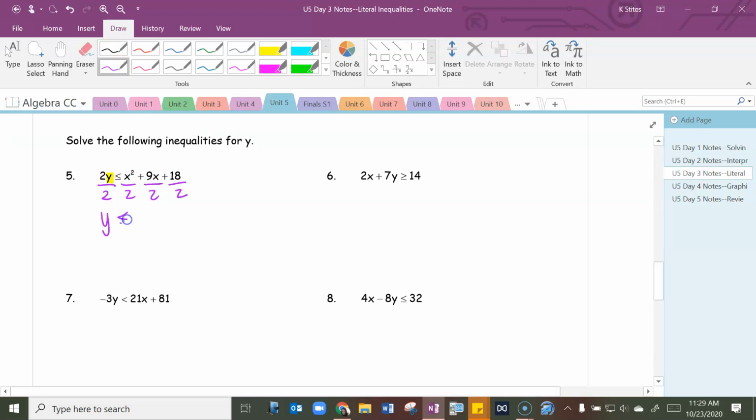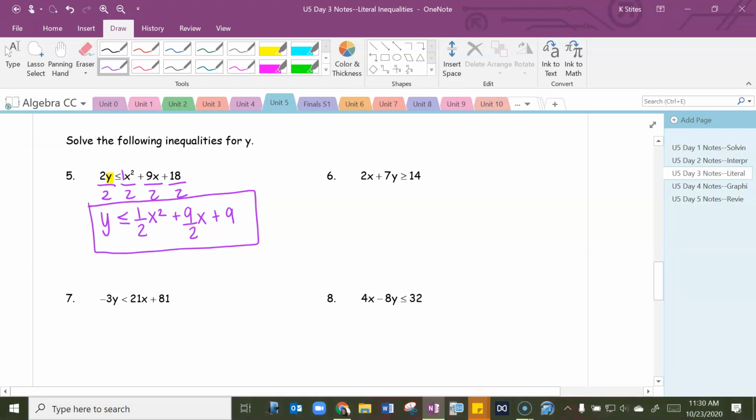Okay, it's a positive 2, so my symbol is going to stay the same. This guy right here, it's really a 1/2 x squared. 9 over 2, that doesn't reduce, so I'll just leave it like this. But 18 over 2, that's a 9. So that would be your answer.